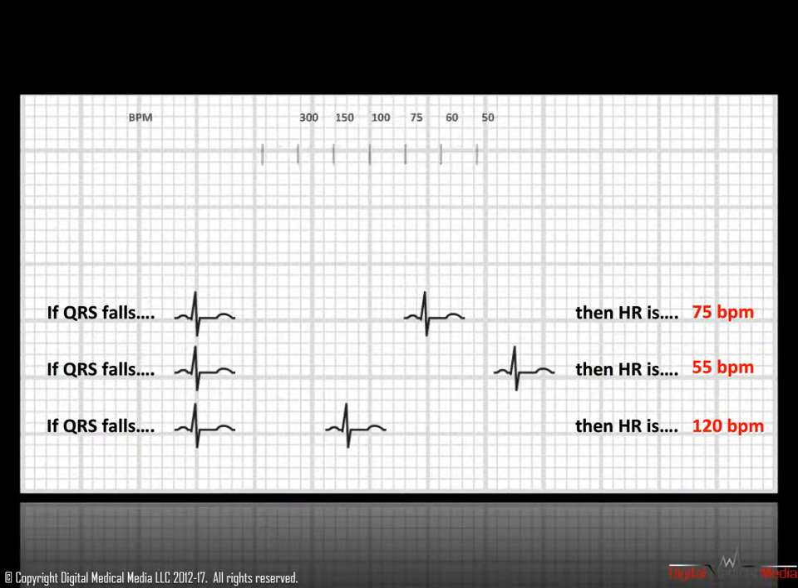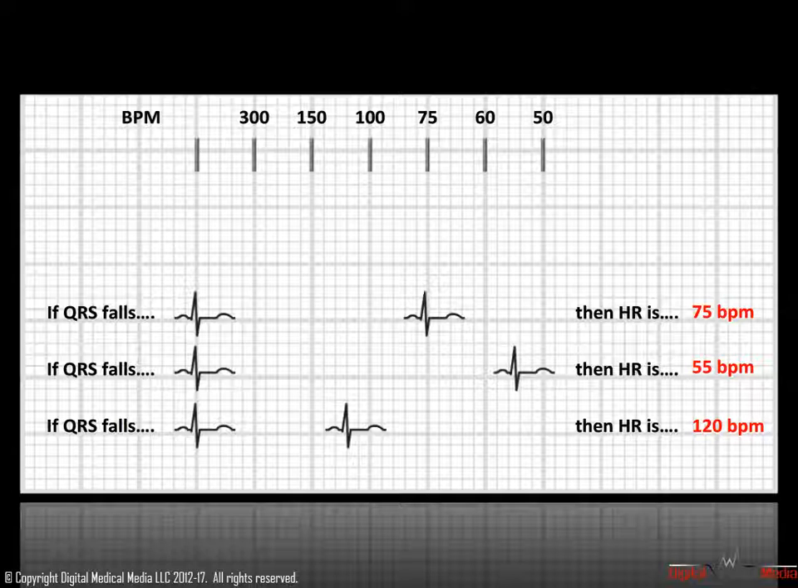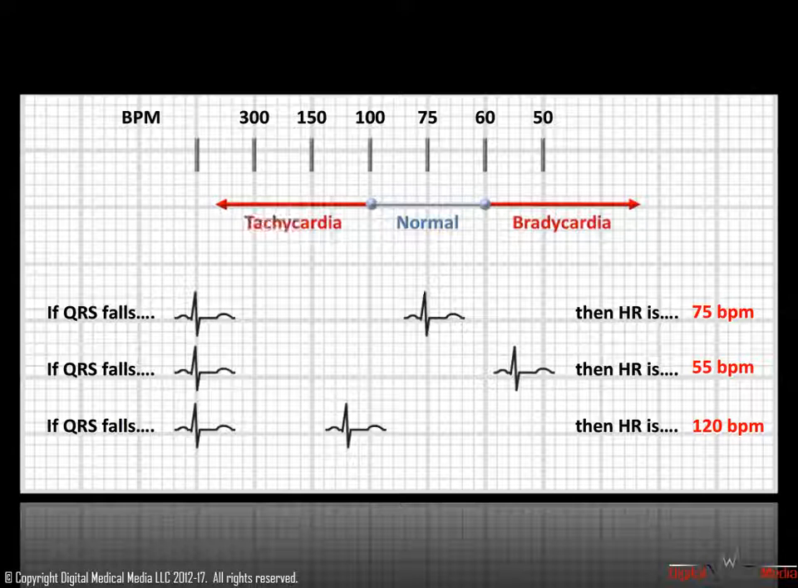The final piece of information that you need to interpret heart rate on a 12-lead ECG are the normal values. Normal heart rates range between 60 and 100 beats per minute. These are values set many years ago based on population studies. Values under 60 beats per minute are considered to be bradycardic or slow, and values greater than 100 beats per minute are considered to be tachycardic or fast.